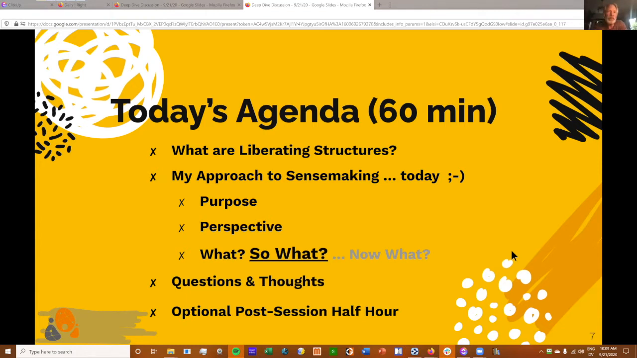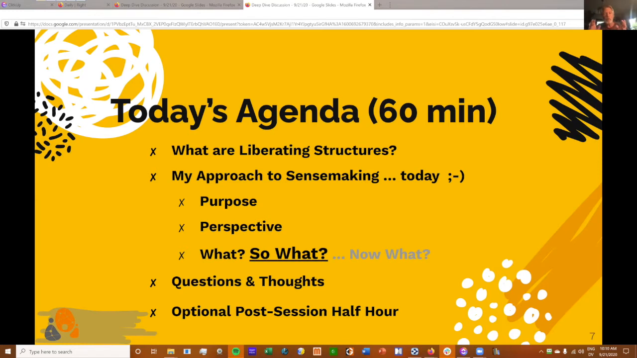Liberating structures are really just facilitation techniques, and I want to be super clear about that as we look at this agenda. Sense making is its own art form. I'm going to put up my approach to sense making today, since it varies depending on everything and we're all learning as we go. So I'll put up a straw man for how I'm looking at sense making, but we're going to look at liberating structures as facilitation techniques that allow us to bring some value to the sense making process.